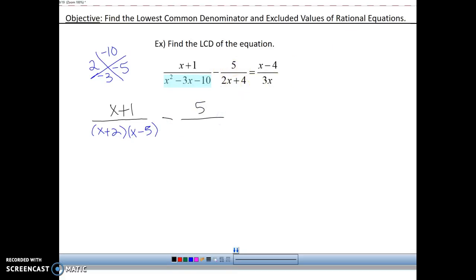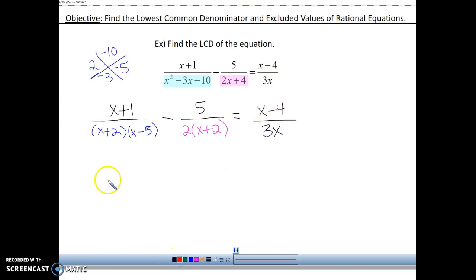I have a binomial, but I want to check if I can factor anything out. I can see here I have a 2x plus 4. They both have a 2 in common, so my GCF is a 2. So 2 times x plus 2 equals x minus 4 over my 3x. I really can't do anything to the 3x, so I'm just going to copy it.